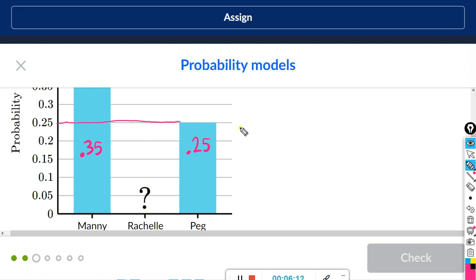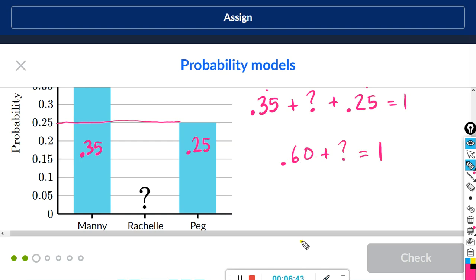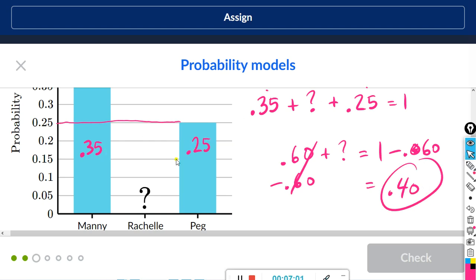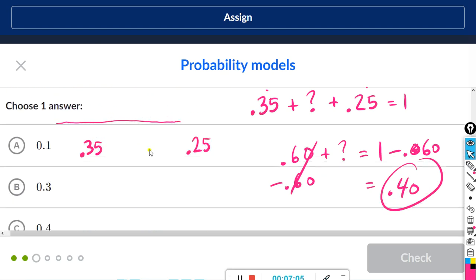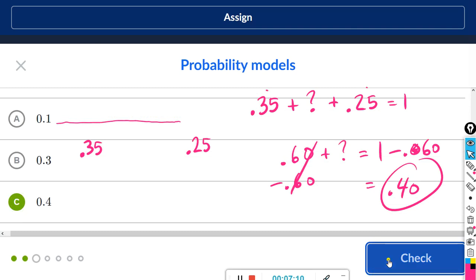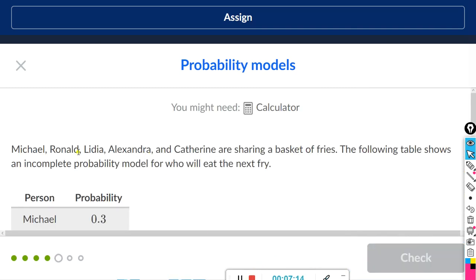They want to know the probability that Rochelle wins. So the sum has to equal 1. We have 0.35 plus the question mark plus 0.25 equals 1. 0.35 and 0.25 is 0.6, or you can say 0.60, same thing, plus the question mark equals 1. Subtracting 0.6 or 0.60 from both sides, that is going to be 0.40 or 40%. You just make sure they add to 1, because somebody has to win. So 0.40, that's the same as 0.4. These are all very similar.